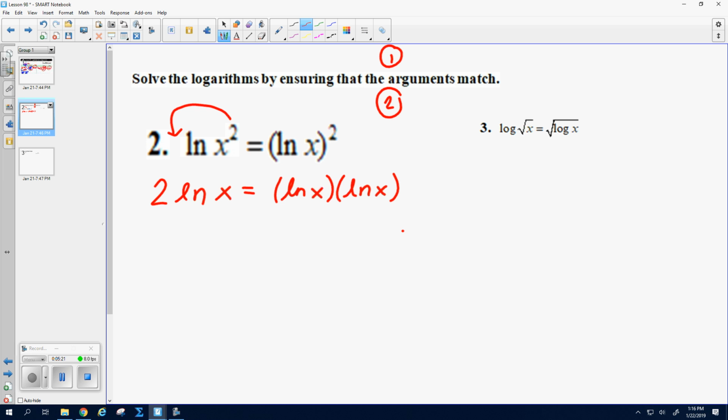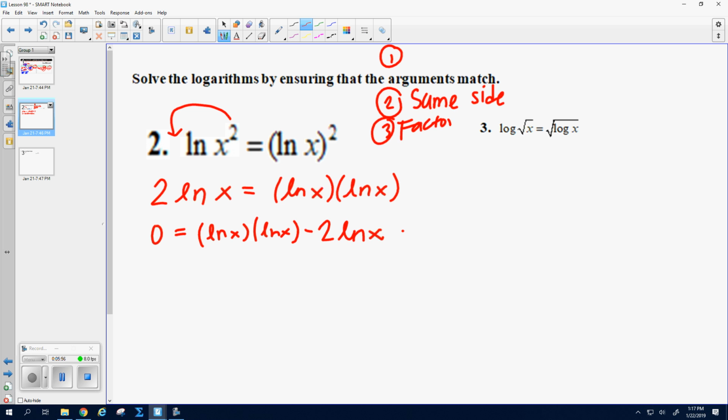Step 2 is going to be set it equal to 0 or get everything on the same side. I'm going to write same side. So I'm going to subtract or set it equal to 0. I'm going to put 0 on this side. So I'm going to leave this as the ln of x times the ln of x, but I'm bringing this 2 ln x over, so I have a minus 2 ln of x. All right, you can't combine those or subtract or anything. So the next step on these will always be to factor. It's just a GCF on this one.